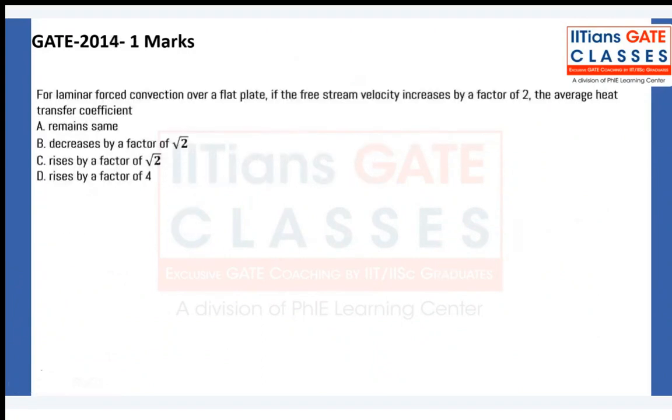Now this question: for laminar forced convection over a flat plate, if the free stream velocity is increased by a factor of 2, how is the heat transfer coefficient going to vary? It is telling me that the Nusselt number, hL by k, equals some constant times Reynolds number to the power 1 by 2, and it is about laminar flow, that's why I am using this formula, and Prandtl number to the power 1 by 3.